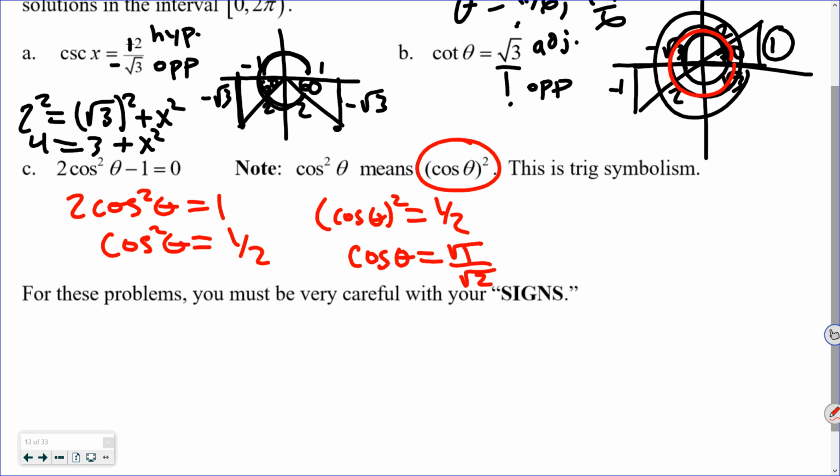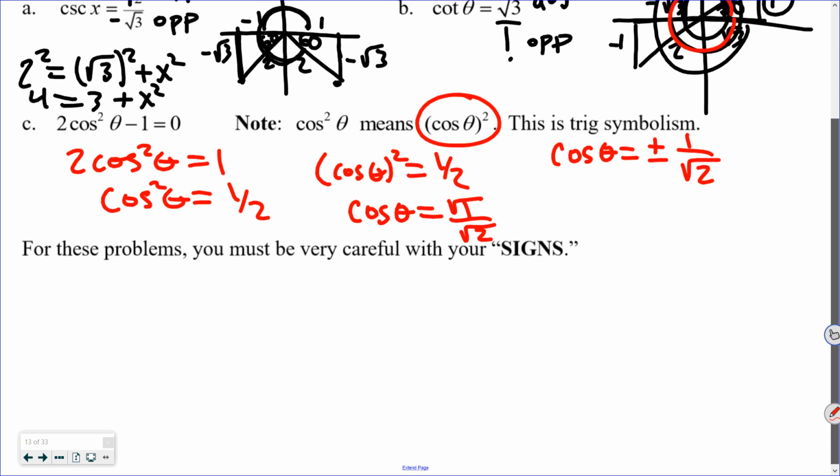So that would end up being cosine of theta, I should put plus or minus out in front of there, right? Plus or minus 1 over the square root of 2, right? If I take the square root of both sides, you have to put a plus or a minus. Okay, we're going to come down here then and figure out when I get those. So I've got 1 over the square root of 2. It could be a positive or a negative.